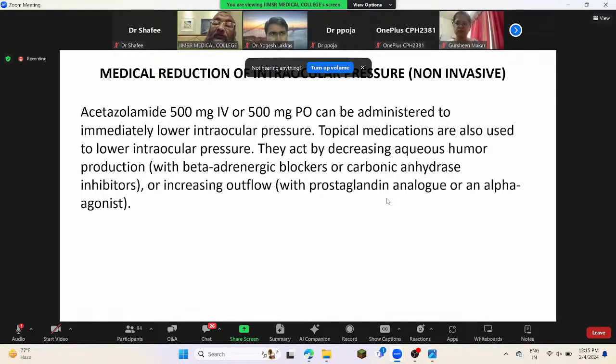Medical reduction of intraocular pressure. This is non-invasive. Acetazolamide 500 milligrams intravenous or 500 milligrams per oral can be administered to immediately lower the intraocular pressure. Topical medications are also used to lower intraocular pressure. They act by decreasing aqueous humor production with beta-adrenergic blockers or carbonic anhydrase inhibitors, or increasing outflow with prostaglandin analog or alpha agonist.